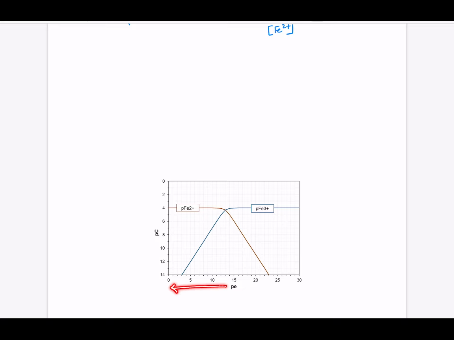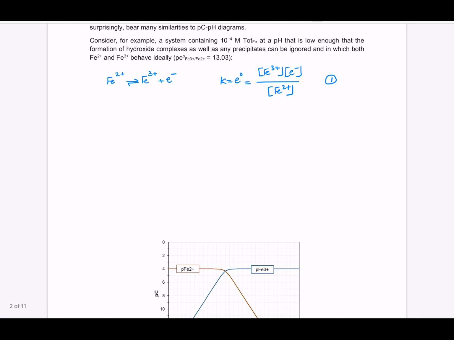At a lower pE, which means higher electron activity, so p is always opposite, it's minus log, we get more of the reduced species, and then more oxidized on the other side. Very similar to the pH diagram. More protonated on this side, deprotonated on this side, because obviously we have more H+ here. So let's continue with this.